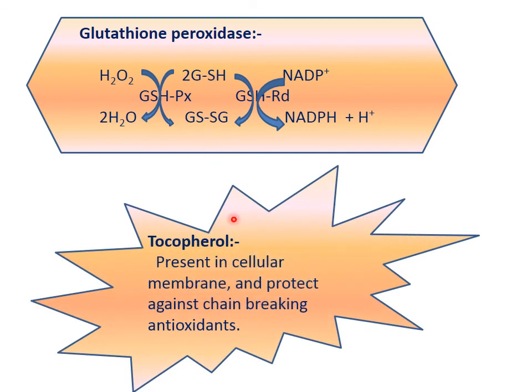Now next is tocopherol, that is alpha tocopherol, which is vitamin E. It is present in the cellular membrane and protects the cell as a chain breaking antioxidant. It breaks the lipid peroxidation.